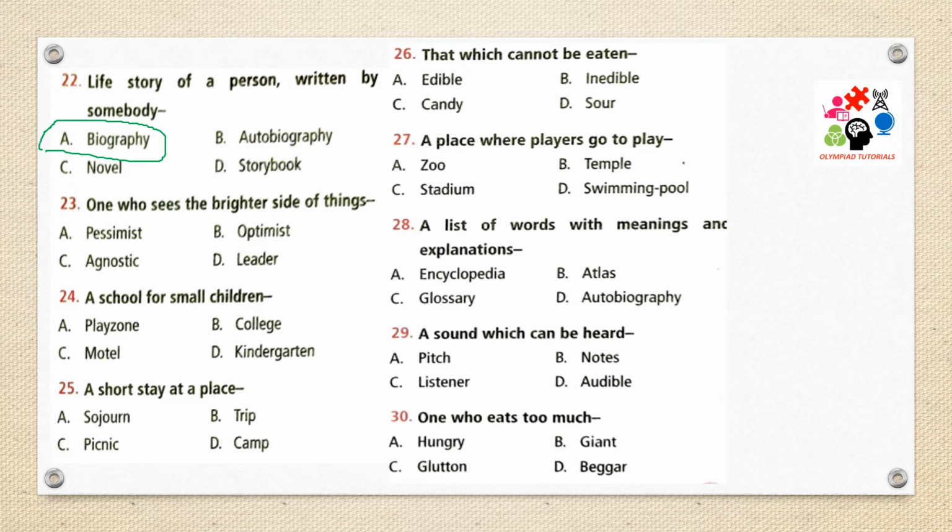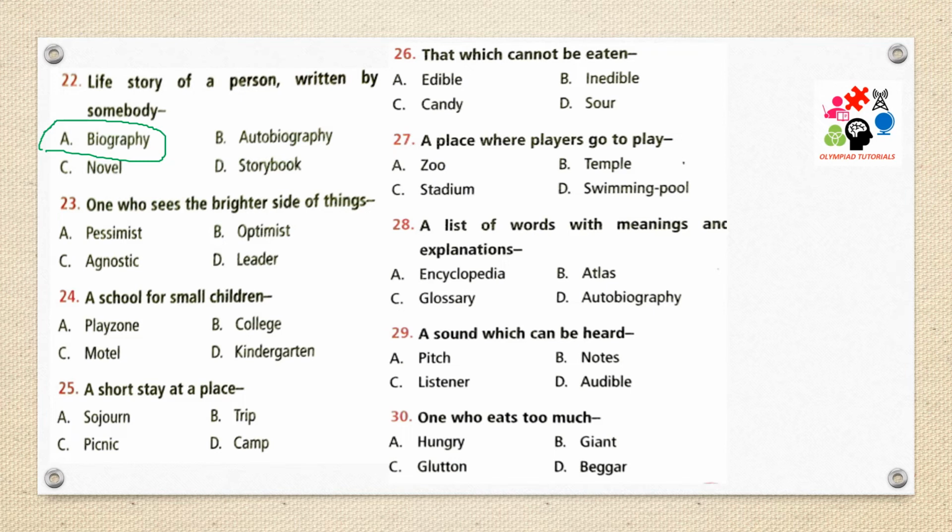Biography. But if I write my own book on my own life story, then that book will be called autobiography, means written by the person himself. Okay. And novel and story, these refer to the fictional stories which are generally written by the writers and all.